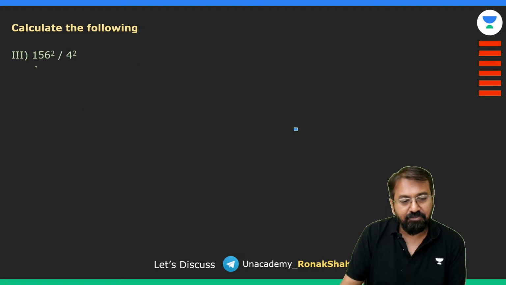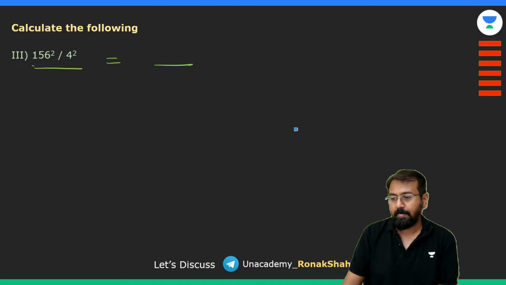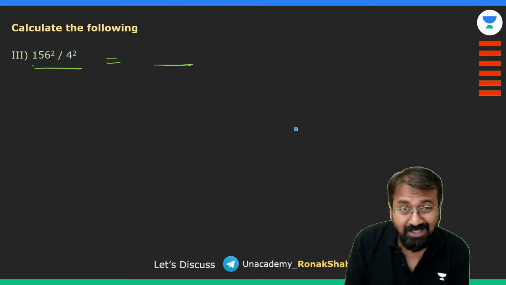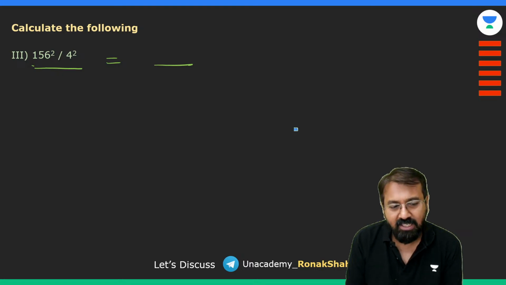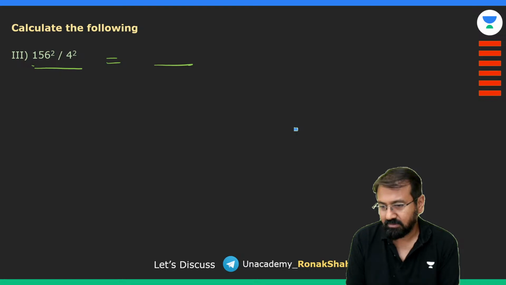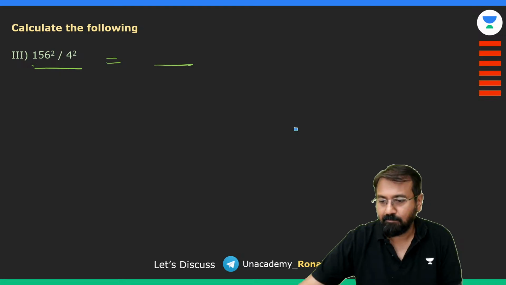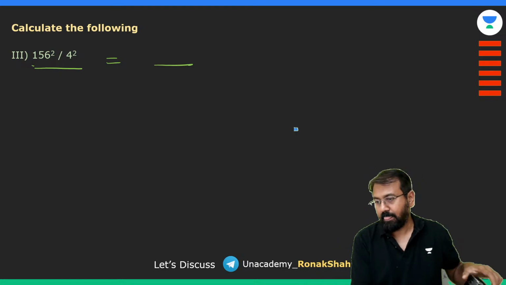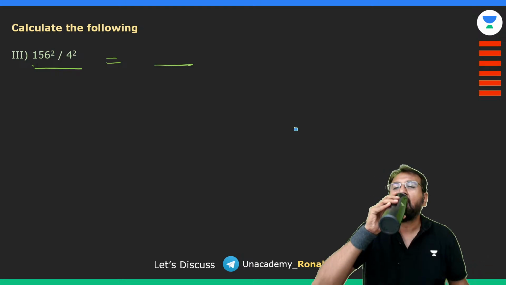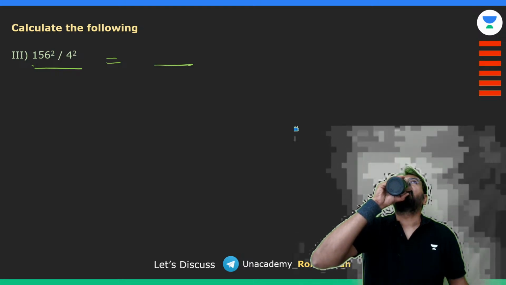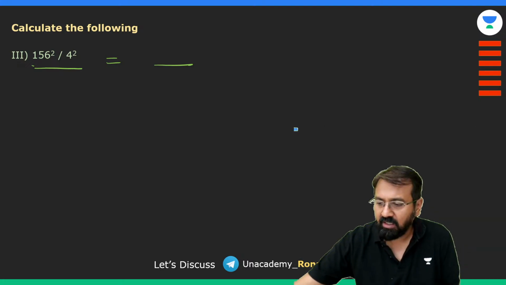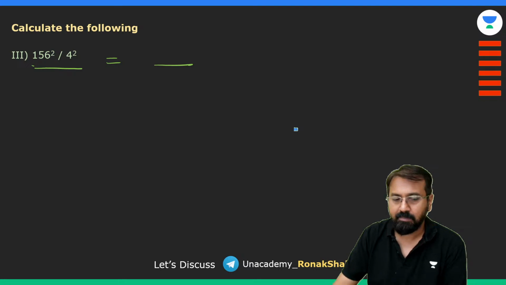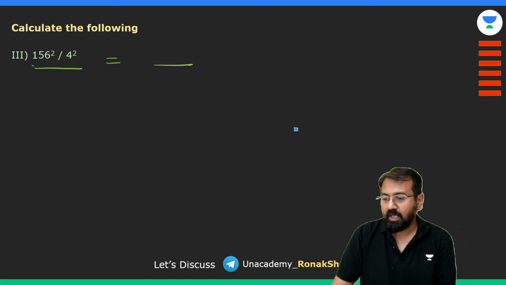Guys, 156 square divided by 4 square. What will be the answer? Aryan, what will be the answer? Come on, fast. And the others as well.